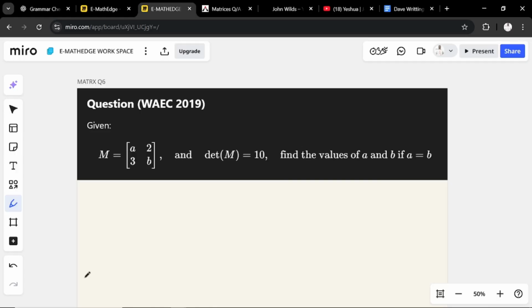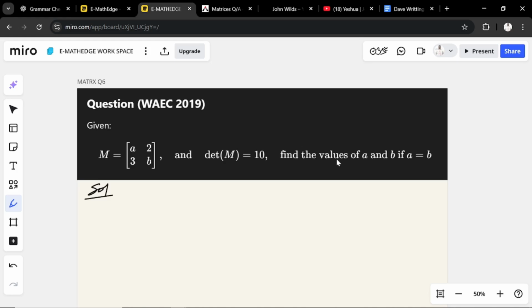So here we have a WAEC question for 2019, and the question says, given matrix M to be equal to a matrix containing A, 2, 3, and B, and the determinant of the matrix M is equal to 10, find the value of A and B if A is equal to B. What this question is actually saying is for us to obtain a single value for A and also B. Mind you, the value for A is equal to B. That is, whatever you have for A must be the same as that of B, whereas the determinant of M is given to be 10. So let's go ahead and solve this problem.